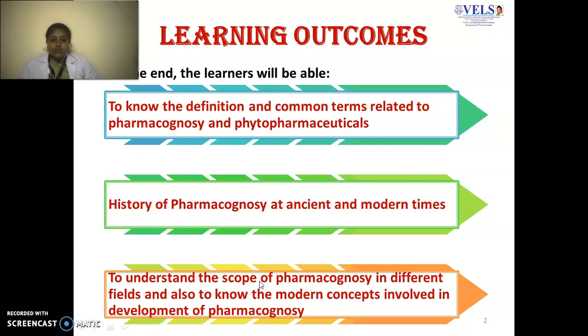The learning outcomes are that, at the end of the presentation, the learners will be able to know the definition of pharmacognosy and some common terms related to pharmacognosy and phytopharmaceuticals, a brief note about the history of pharmacognosy in both ancient and modern times, and the learners will also be able to understand the scope of pharmacognosy in different fields and the modern concepts involved in the development of pharmacognosy.